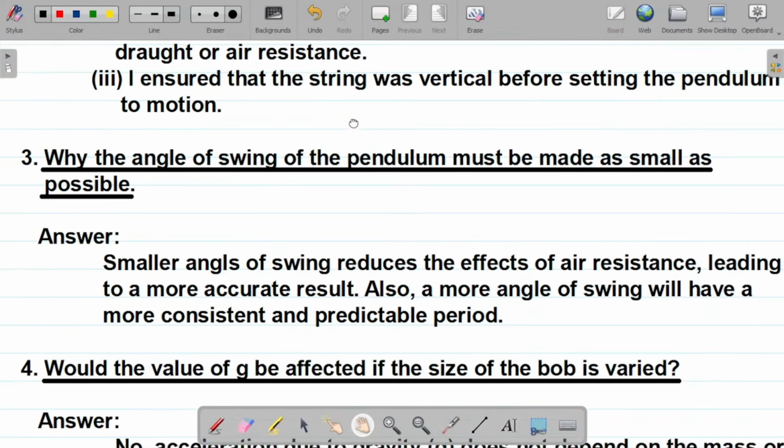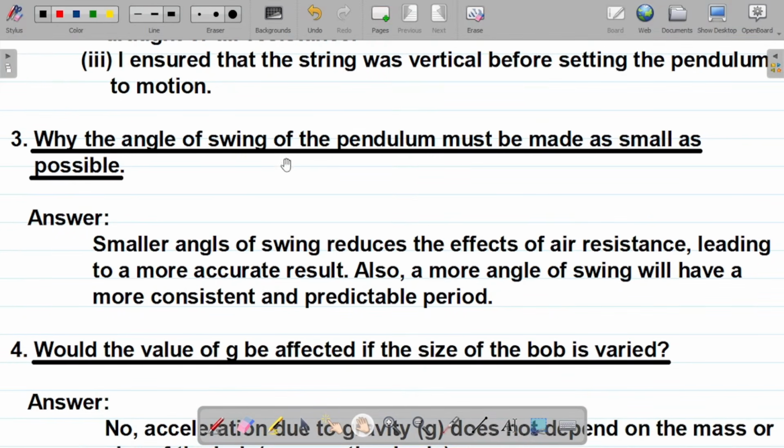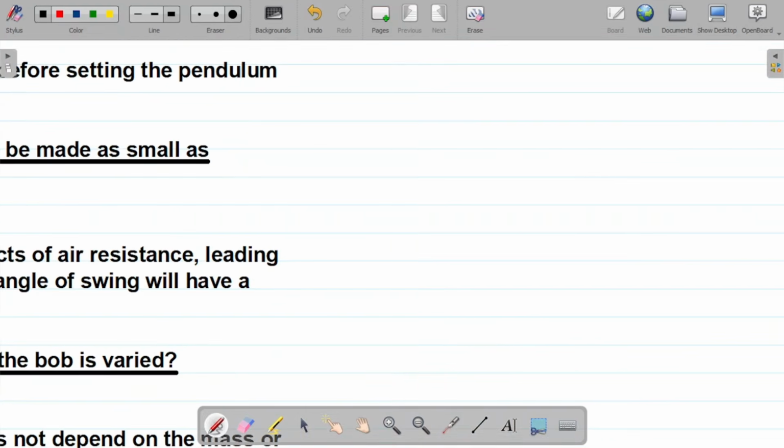The third question there was why the angle of swing of the pendulum must be made as small as possible. So when it comes to simple pendulum experiments, let me try to illustrate this. So let's say I have my retort stand.